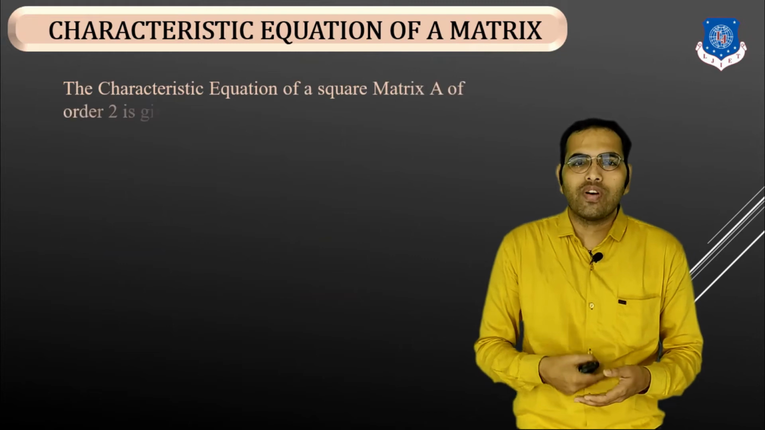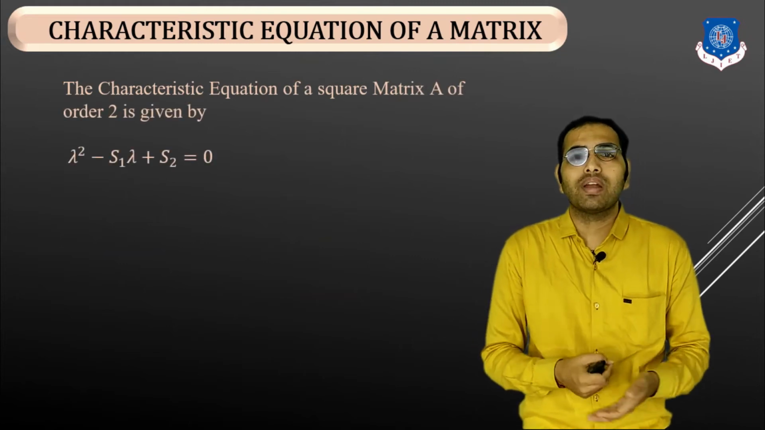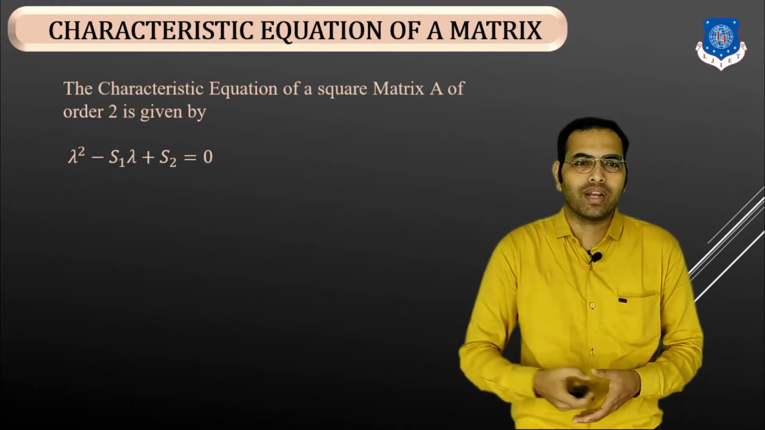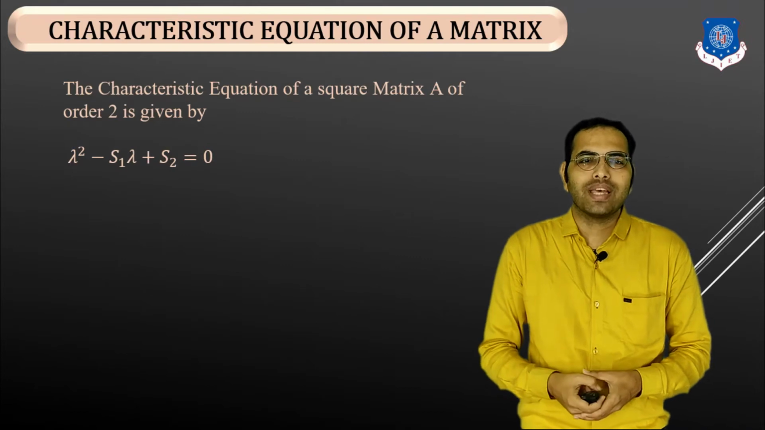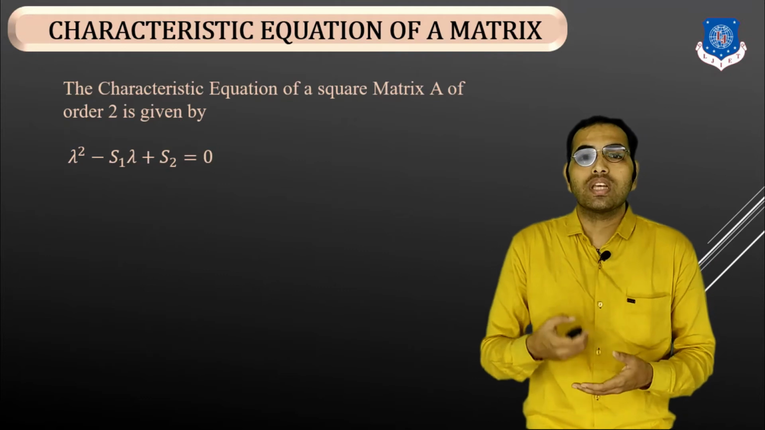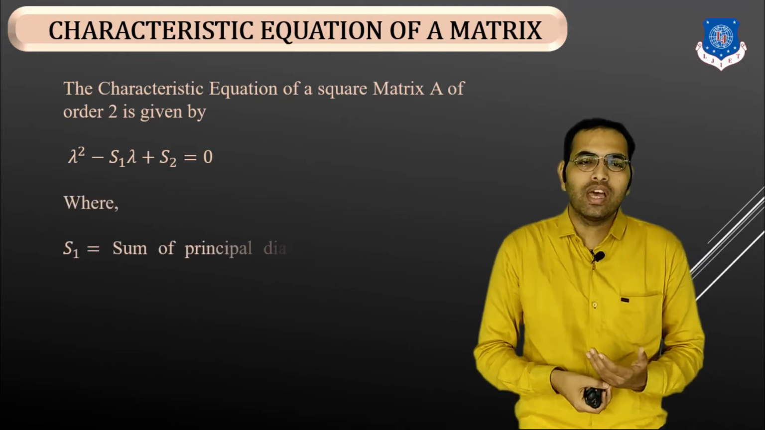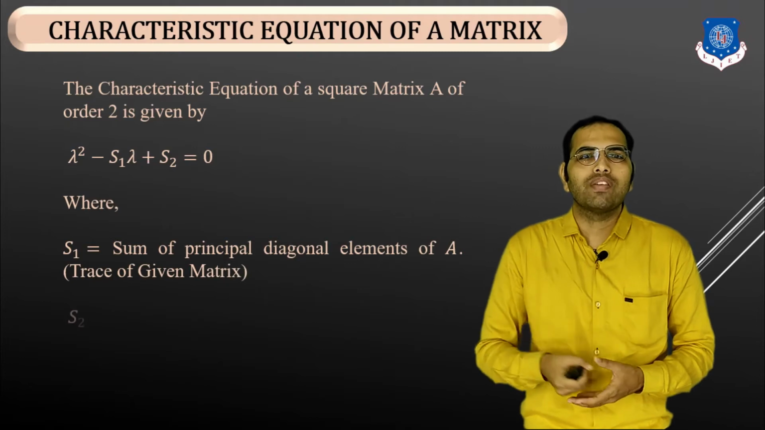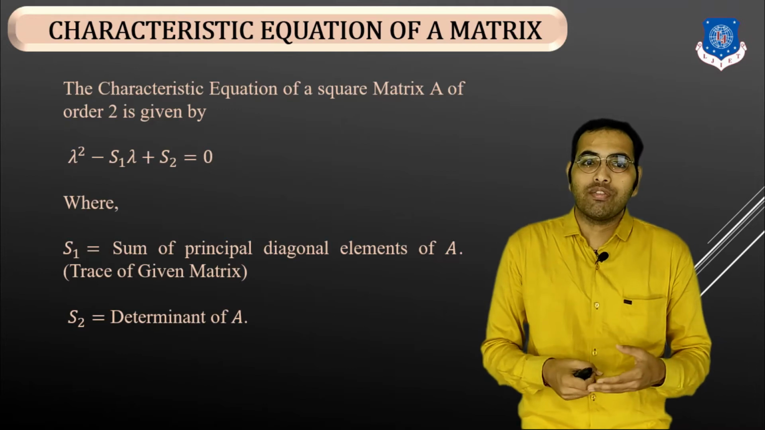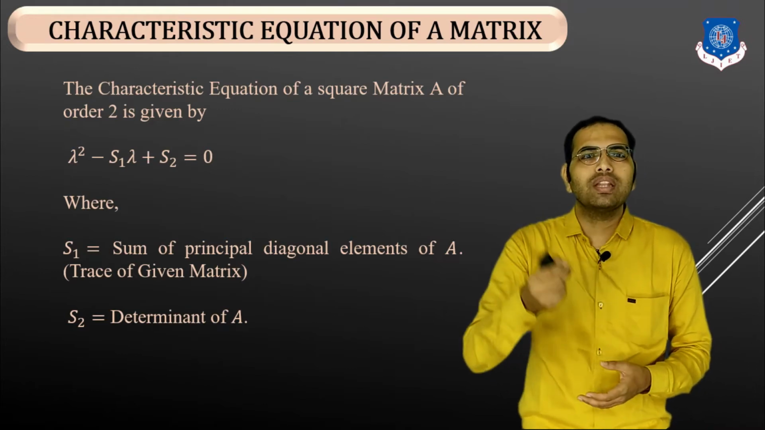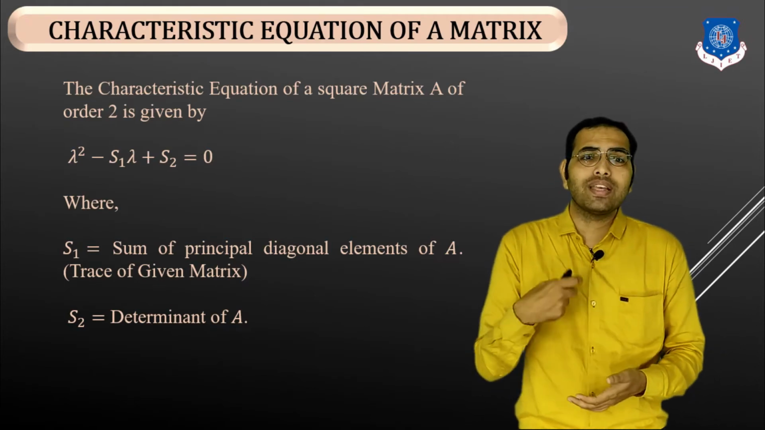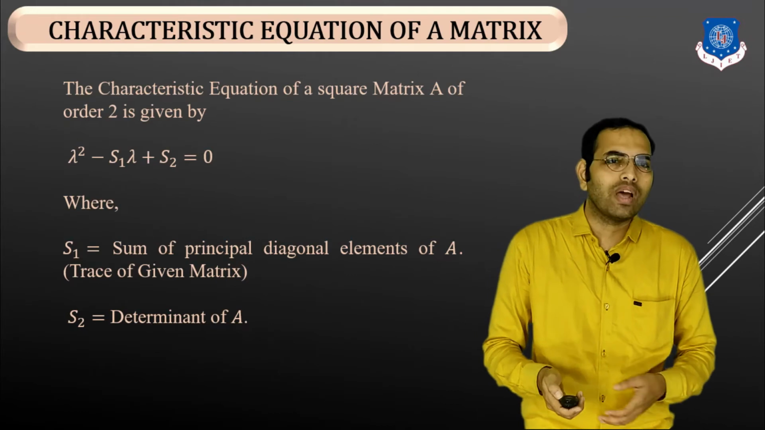Firstly, we discuss the characteristic equation for a matrix of order 2, that means a 2 cross 2 matrix. The equation is lambda square minus s1 lambda plus s2 equal to 0, where s1 equals the sum of the principal diagonal elements of A, also called the trace, and s2 equals the determinant of A. Finding s1 and s2 and substituting in this equation, we get the characteristic equation, factorize it, and we get the eigenvalues.